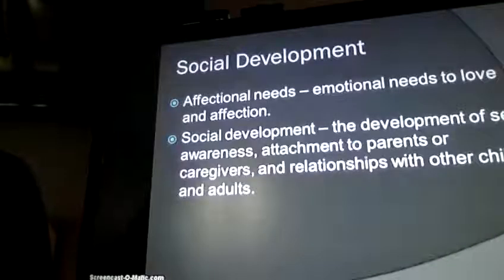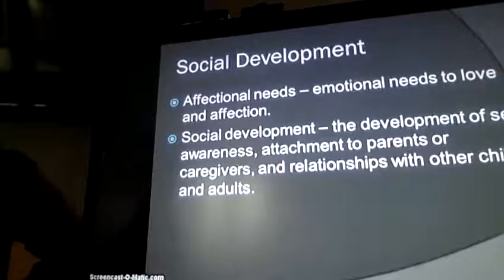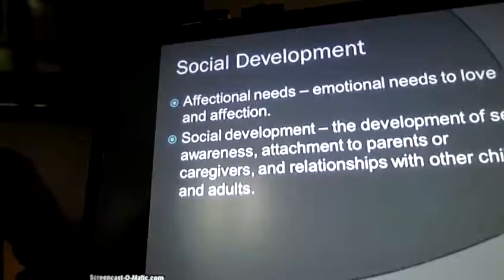The social development starts with affectional needs. So there's emotional needs for love and affection, and those are as important as basic physiological needs like food, water, and physical care. The actual definition of social development is the development of self-awareness, attachment to parents or caregivers, and the relationship with other children and adults.